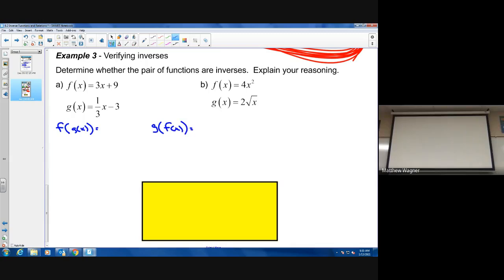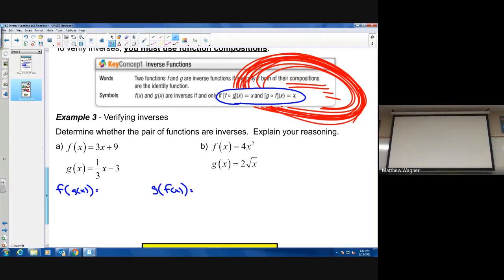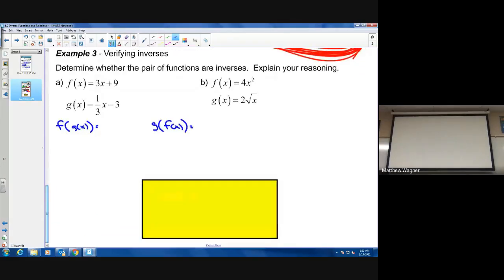And the eventual goal is to show me, sorry, my writing got away from me there. You want to prove that f of g of x equals x, and you want to prove that g of f of x is x. I said the bad word, I said the p word.